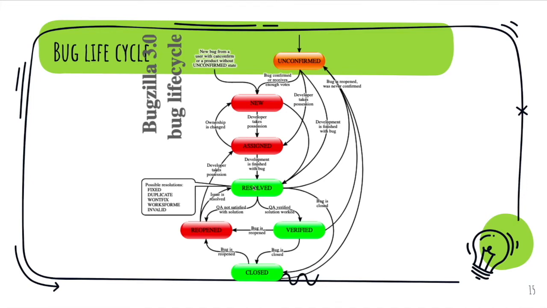So in the resolved section there can be different conditions, like it's fixed, or maybe it is a duplicate, the bug was already reported previously, or maybe because of some constraint we are not able to fix the bug, and it will be marked won't fix. So likewise there are a number of possible resolutions for the issues.